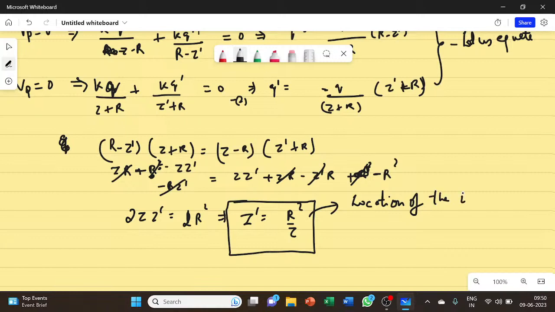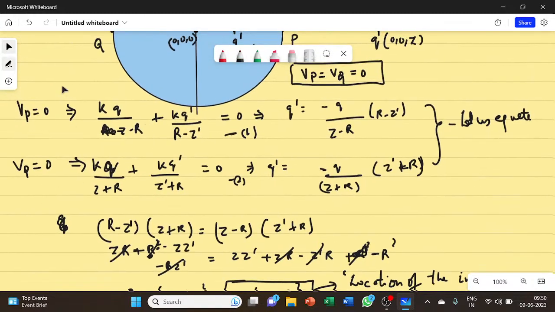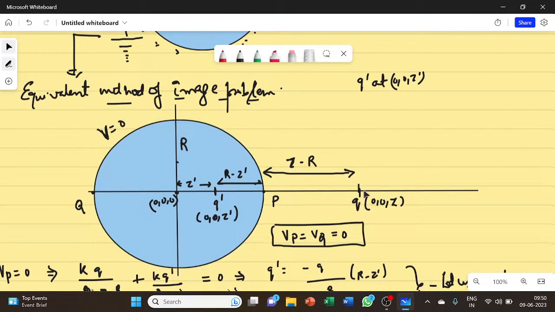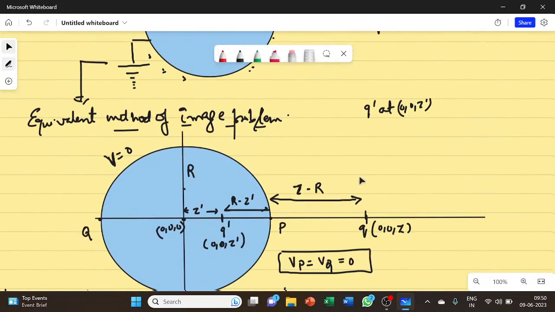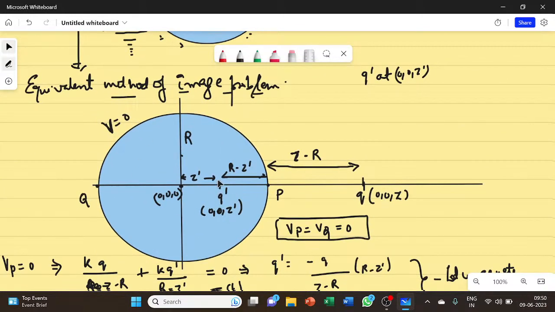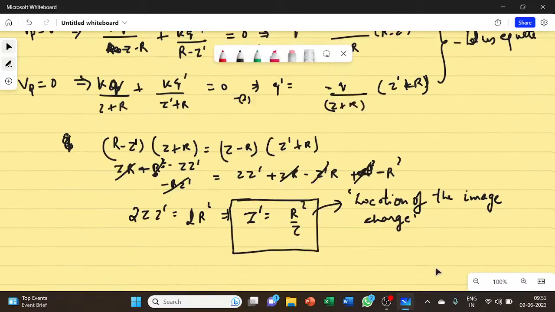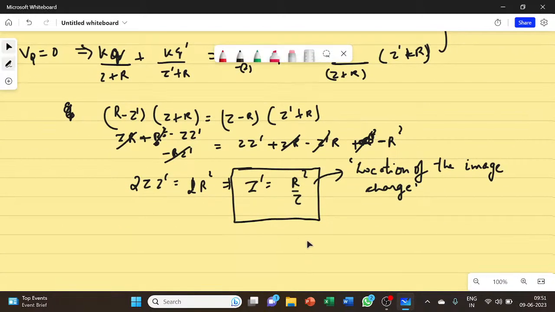So from here I'll get the location of the image charge. If you have a charge q placed in front of a grounded conducting sphere, you can reduce this particular problem by replacing it with an equivalent image problem where the image charge is placed at a distance (0, 0, z dash), and this z dash is equal to r square upon z.